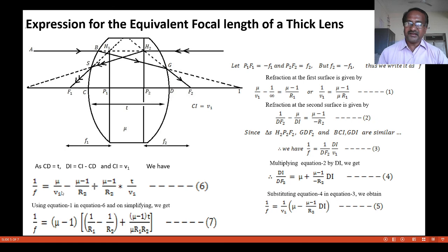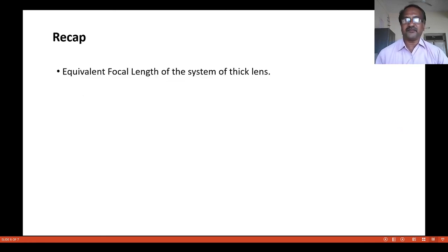Now here we have 1 by v1 terms on the RHS. Substituting the 1 by v1 expression from equation 1 in equation 6, and on simplification we get this equation: 1 by f is equal to mu minus 1 into 1 by r1 minus 1 by r2 plus mu minus 1 whole squared into t by mu r1 r2. This is the equivalent focal length in the case of a thick lens.